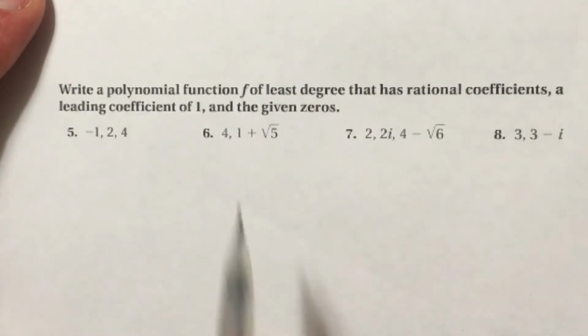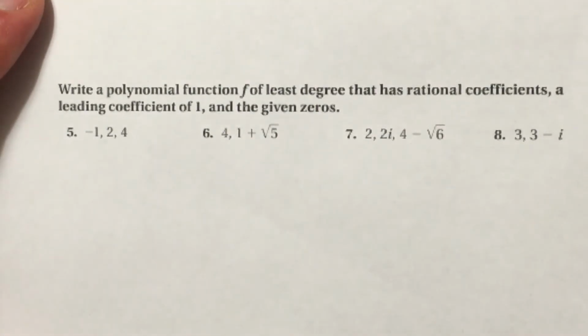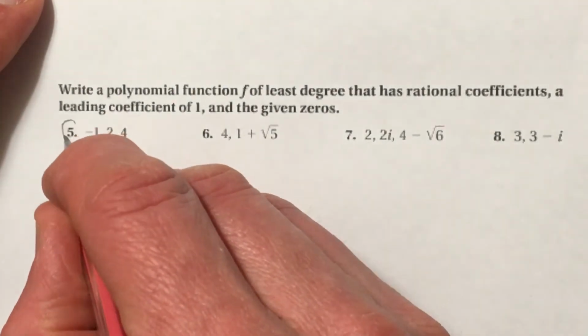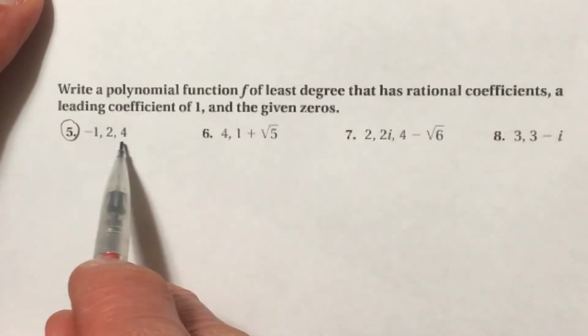Okay, now we have to write a polynomial function of least degree that has rational coefficients, a leading coefficient of 1, and the given zeros. Basically, we're going backwards. I'll start with number 5. Number 5 is going to be quite simple.